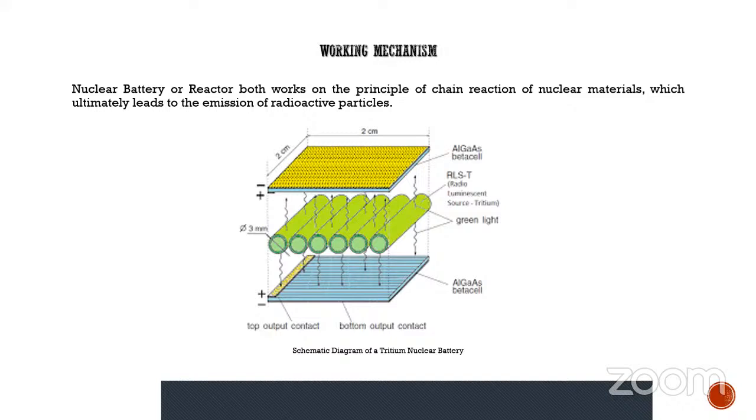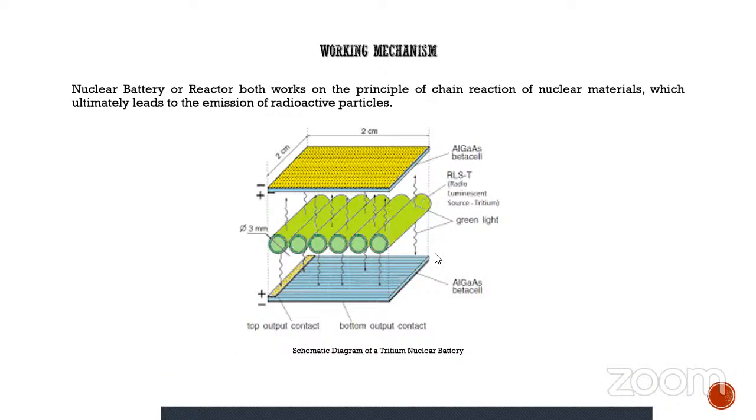Okay. So this is the schematic diagram of a tritium nuclear battery. These are the tritium cells, the tritium elements or the tritium fuel cells, and these are the beta cells. These tritium cells emit radiation, and this hits these photovoltaic cells, and these photovoltaic cells, on the other hand, convert the radiation or the heat from the radiation into electricity, and it runs the system or the load.